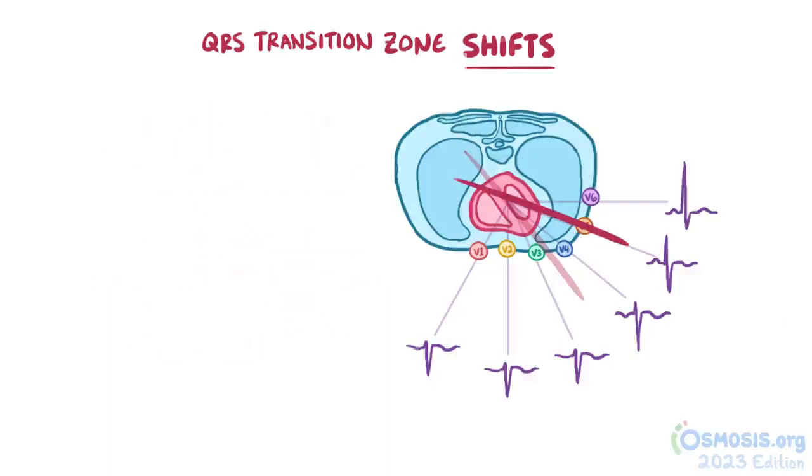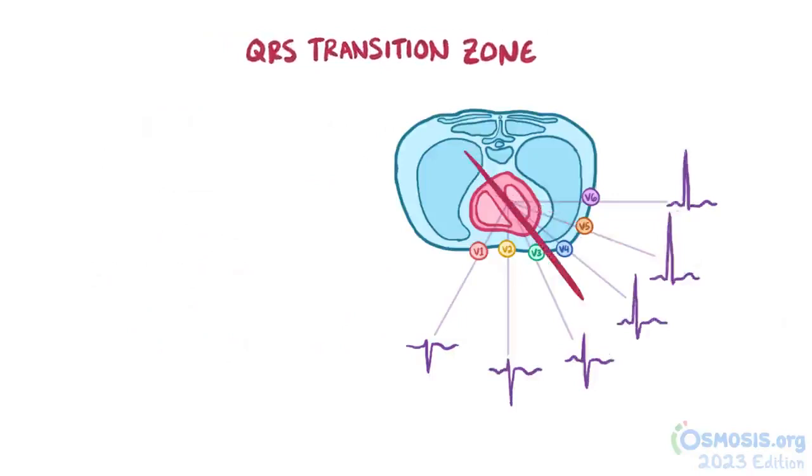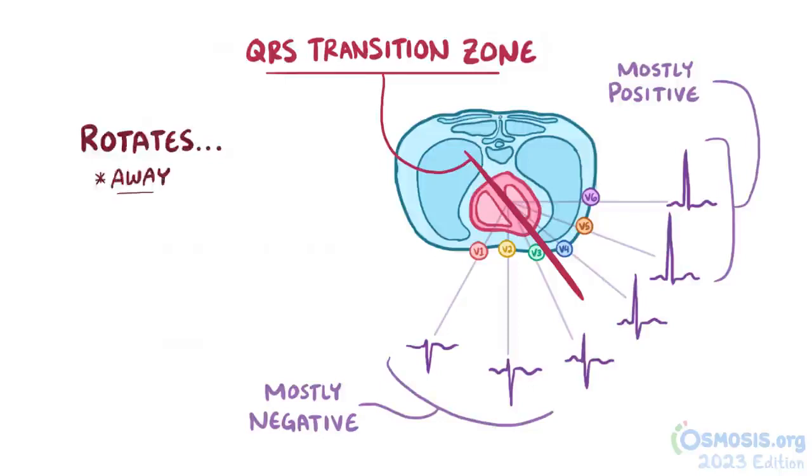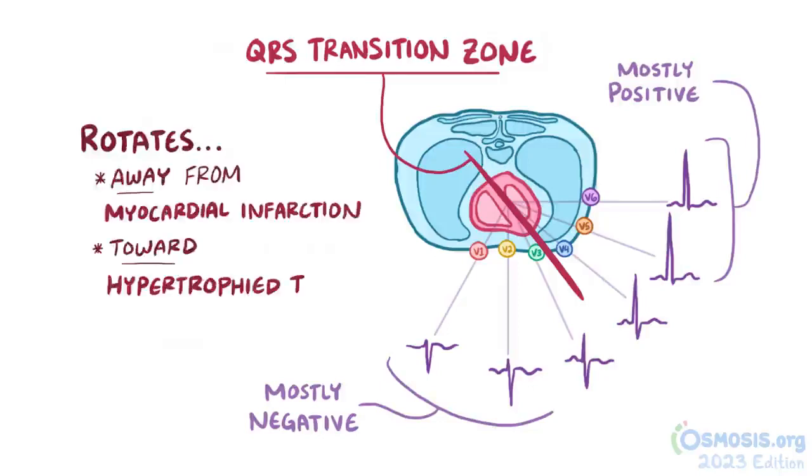Alright, as a quick recap, the QRS transition zone in the horizontal plane is where the QRS complex switches from being mostly positive in V5 and V6 to mostly negative in V1 and V2. So it normally happens in lead V3 or V4. The QRS transition zone rotates away from previous myocardial infarctions and toward hypertrophied tissue.